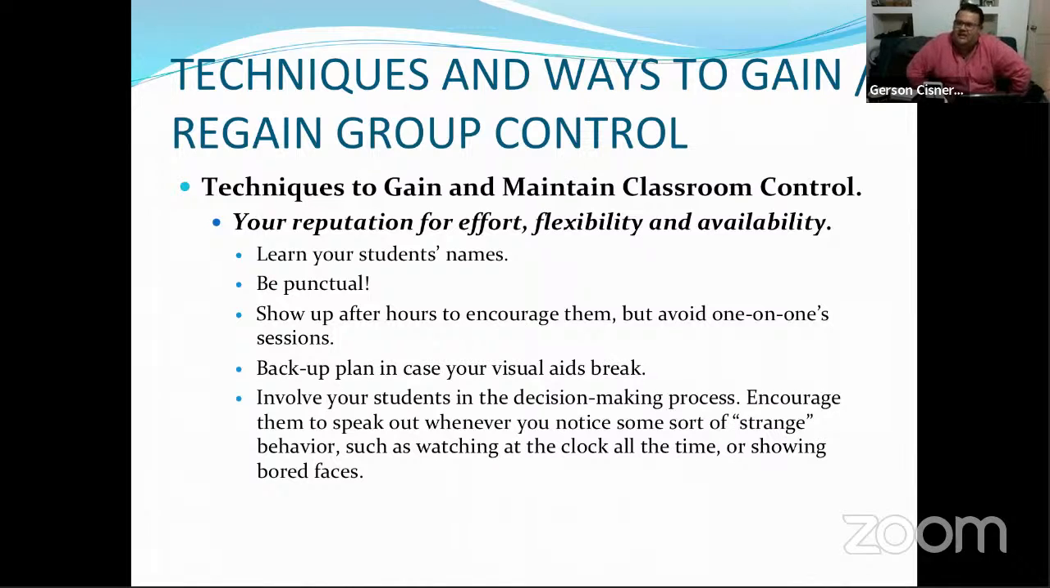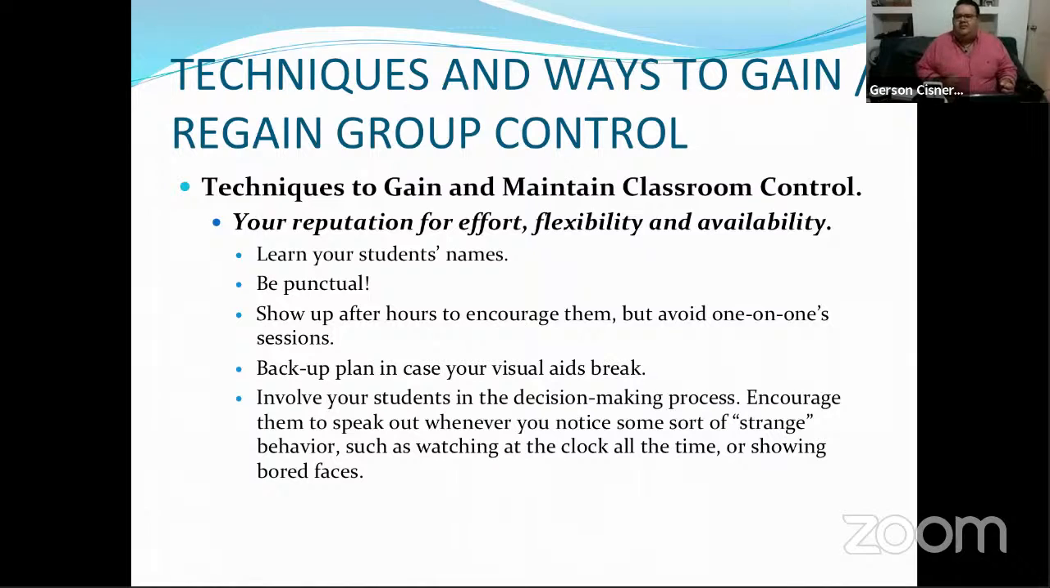Last one, but not least one, Yesi. Involve your students in the decision-making process. Encourage them to speak out whenever you notice some sort of strange behavior, such as watching the clock all the time or showing bored faces. Yeah, you need to determine if something is happening that is extraordinary.